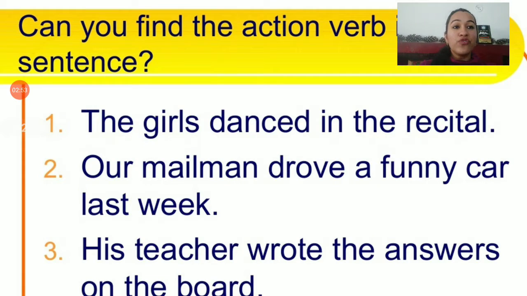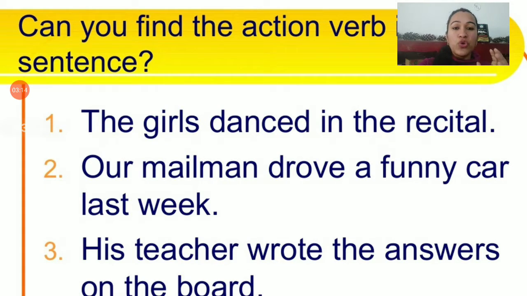Can you find the action verb in these sentences? The girls danced in the recital. What are the girls doing? What action are they doing? Danced. Our mailman drove. Driving. His teacher wrote. Writing. These are the actions that are happening. So action verb is very easy to identify in a sentence.